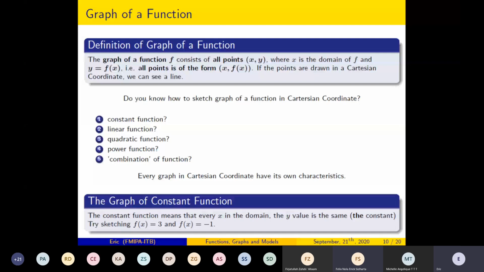In Cartesian coordinates, we can see a line, or for a quadratic function, a parabolic form. Power functions, we will discuss later. Combinations of functions, such as piecewise defined functions, we will also discuss. Every graph in Cartesian coordinates has its own characteristic. The graph of a constant function is just a constant. I mentioned it before in the last class.